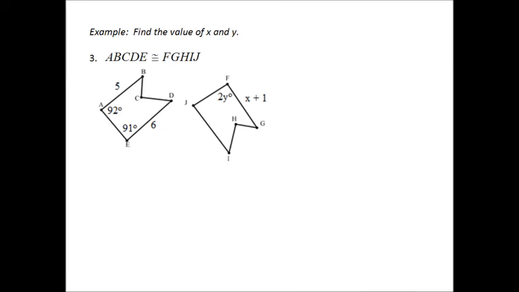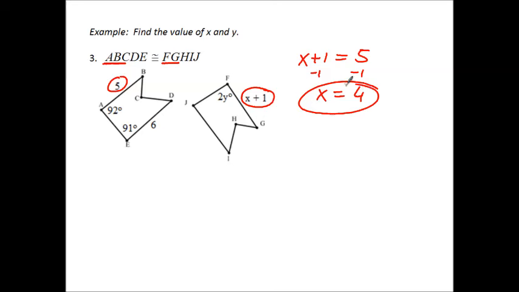We are supposed to find x, and x is part of the length of the segment FG, and FG is corresponding to AB. We know that the length of the segment AB is 5, so let's use this to find x. X plus 1 has to be equal to 5. Subtract 1 from both sides, and x is equal to 4.